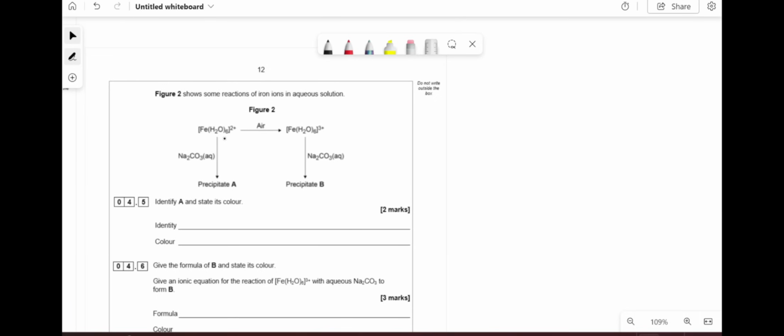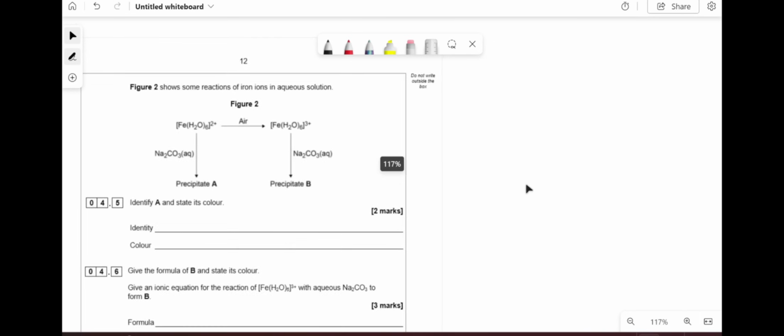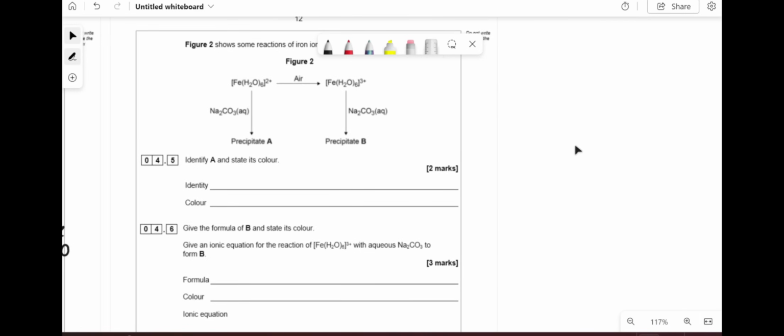Figure 2 shows some reactions of iron ions in aqueous solutions. So we've got [Fe(H2O)6]2+ and [Fe(H2O)6]3+, and if we add Na2CO3, we get precipitate A, and with the other ion, precipitate B. Now, unfortunately, I don't know any hacks for remembering transition metal colors. There's no way around it, unfortunately, other than just memorizing them. Fe2+ and CO3 2-, so it's going to be FeCO3 and it is green.